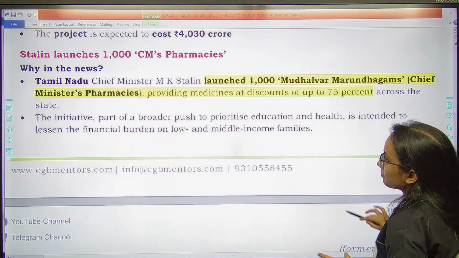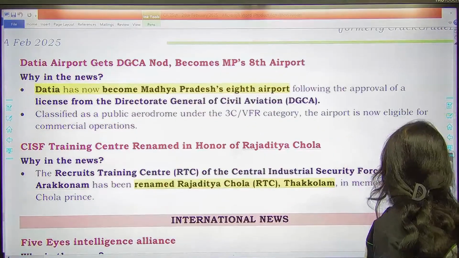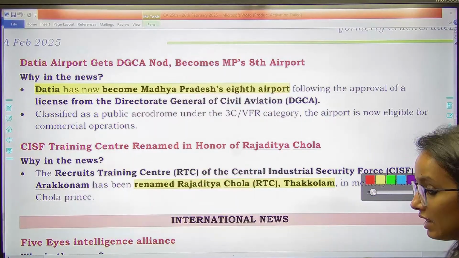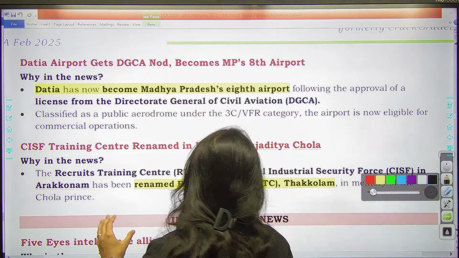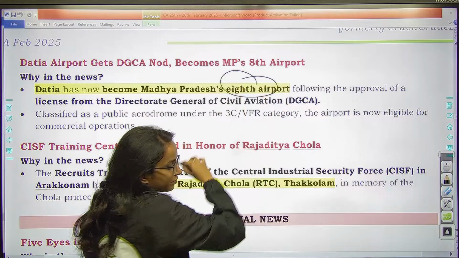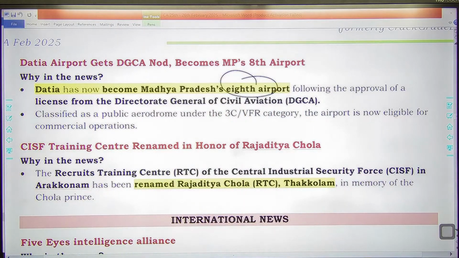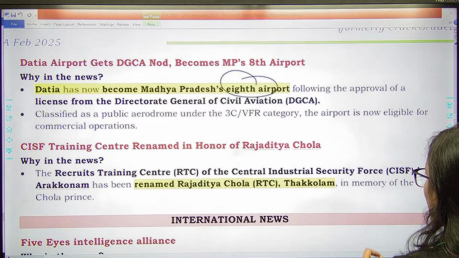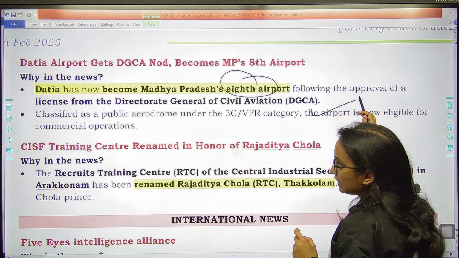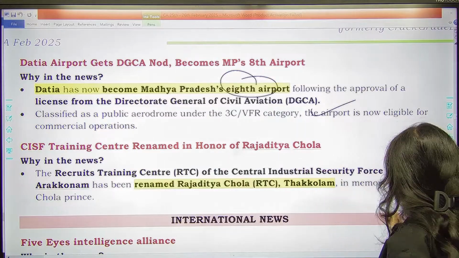Remember. Next is Datia. Datia in Madhya Pradesh has become the 8th airport after the approval from DGCA. So Madhya Pradesh mein Datia. Now Madhya Pradesh has this 8th airport after approval from DGCA, the Directorate General of Civil Aviation. Datia. Remember that.